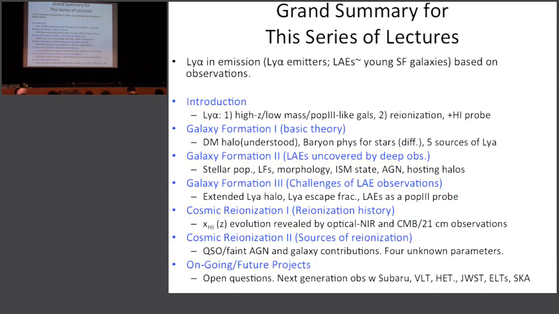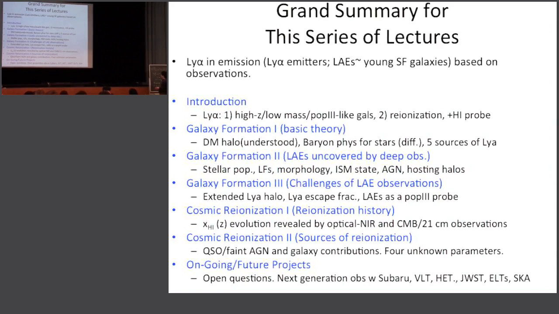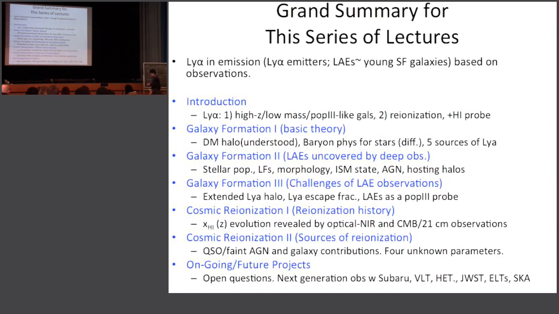And this morning I talked about the reionizing sources: quasars, faint AGN, and galaxies. There are four unknown parameters, and also many unknown parameters, not only in the galaxies but also in faint AGN. This was identified through our discussion. And in this lecture, we discussed the next generation observations with Subaru, VLT, and the other next large telescopes, which help you understand Lyman-alpha emitters. So this is a summary, and this is the end of my 8 lectures.